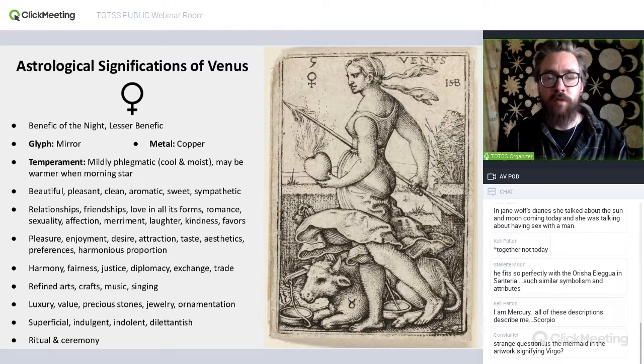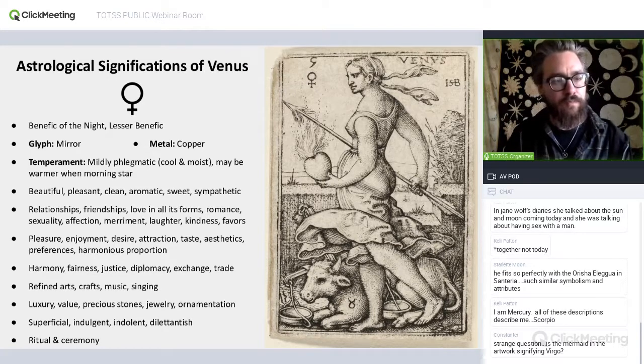She rules relationships, friendships, love in all forms, both romantic as well as friendships, even the love of a parent for a child or family members, all of that, love of any form, even the love of abstract ideas or art objects, and that's all Venus. Sexuality, affection, merriment, laughter, kindness, and favors are all Venusian.